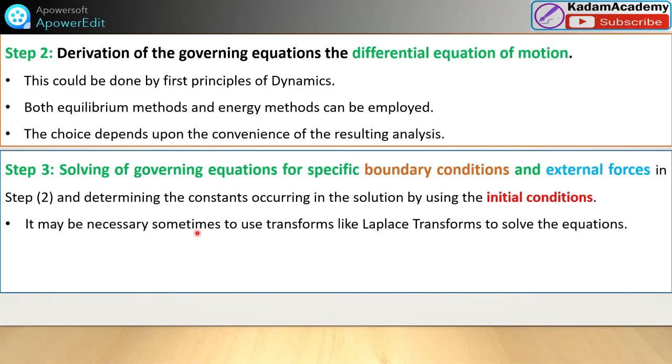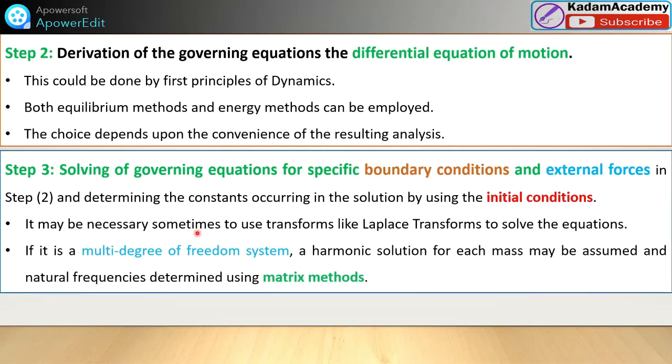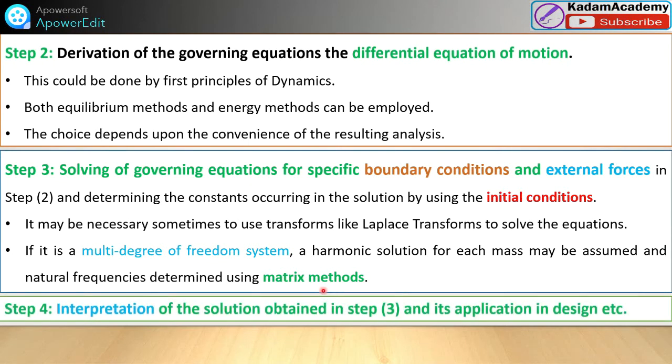Okay, so the response of the physical system is obtained by solving that equation from step 2. Sometimes it may be necessary to use transforms like the Laplace transform to solve the equation, or for a multi-degree system, a harmonic solution for each mass may be assumed, with natural frequency determined by the matrix method also. Friends, the last step is the interpretation of the mathematical equation or results.